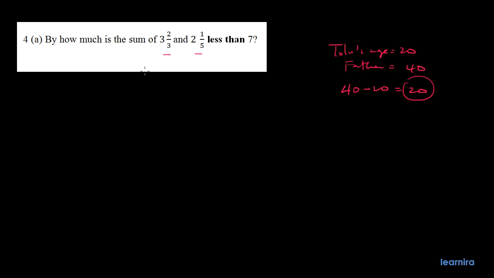The first thing, we add these two fractions together, and we'll have 3 whole number 2 all over 3 plus 2 whole number 1 all over 5. The first thing is to change these mixed fractions to improper fractions. This will be 3 times 3, 9, plus 2 will be 11, so you have 11 all over 3, plus 2 times 5 is 10 plus 1 is 11, so this is 11 all over 5. Now we have two improper fractions.